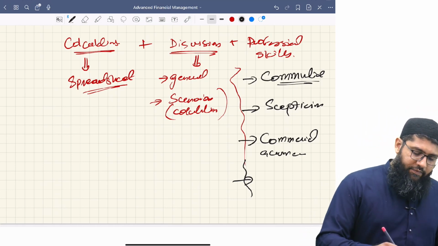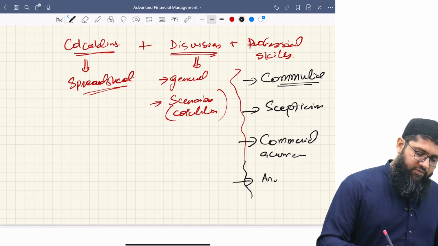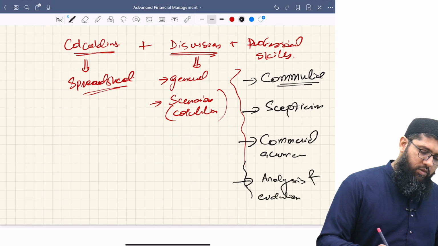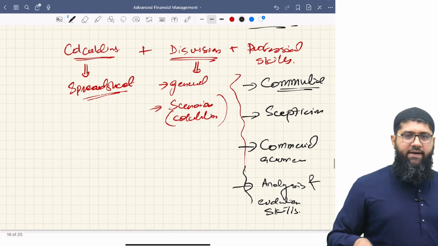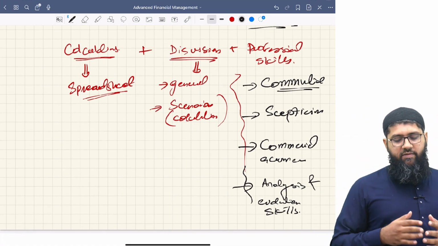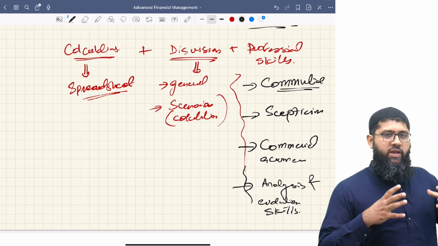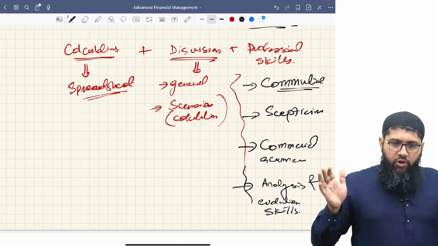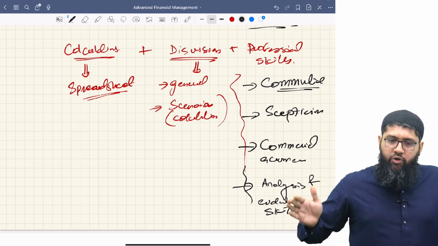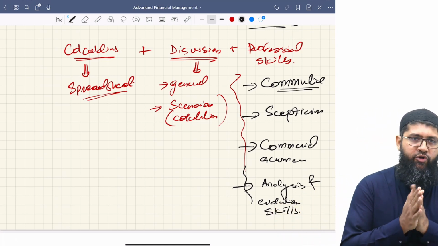And lastly, there's one more area, and what is that? That's the analysis and evaluation skills. Now what are these analysis and evaluation skills going to be? They apply under the given scenario. If you're being given some information, some numbers, how do you analyze the information? How do you evaluate that information? How do you create the ratios out of it? How do you interpret the numbers? That's called analysis and evaluation skills.